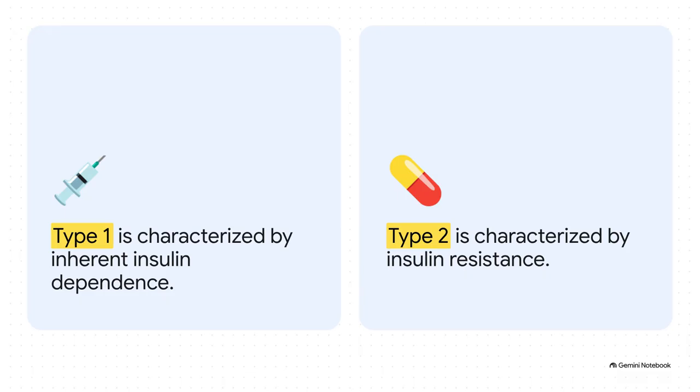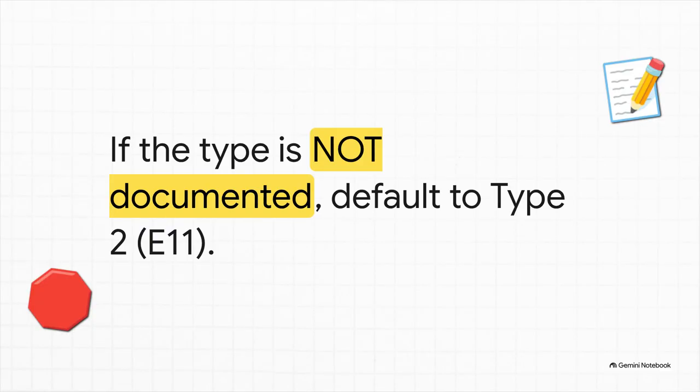On the flip side, type 2, category E11, is totally different. It's characterized by insulin resistance or secretory defects. A type 2 patient might also take insulin, sure, but the physiological root cause of their disease is a completely different ballgame. And this brings us right back to our opening scenario.